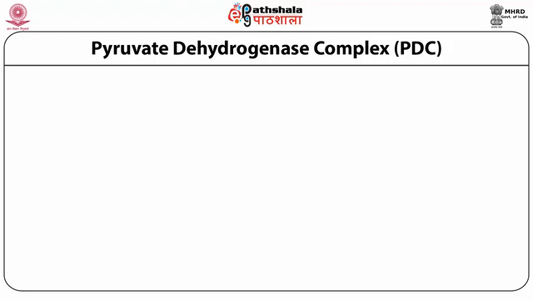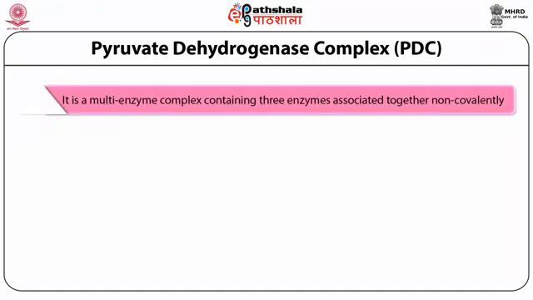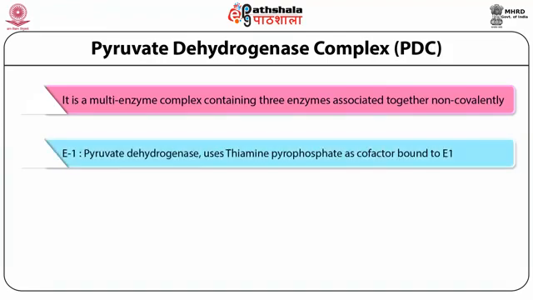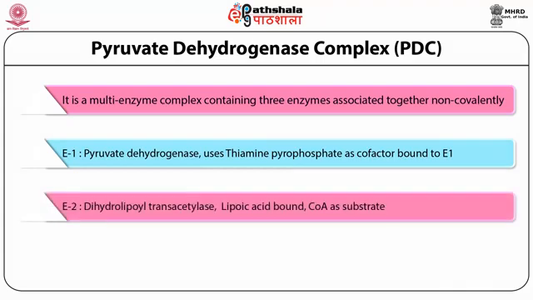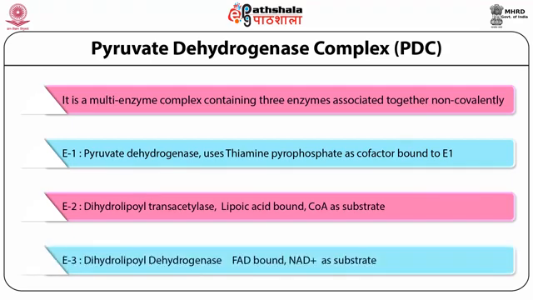To start with, the pyruvate dehydrogenase complex. It is a multi-enzyme complex containing 3 enzymes associated together non-covalently. Enzyme 1, pyruvate dehydrogenase, uses thiamine pyrophosphate as a cofactor bound to enzyme 1. Enzyme 2, that is dihydrolipoyl transacetylase, uses lipoic acid bound coenzyme as substrate. And enzyme 3, that is dihydrolipoyl dehydrogenase, has FAD bound, with NAD plus as substrate.